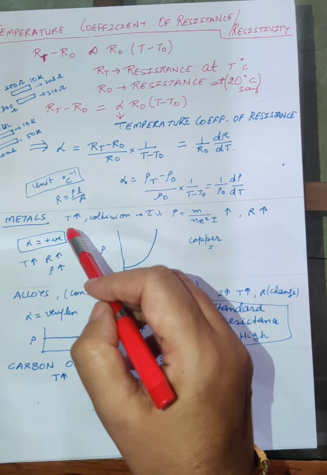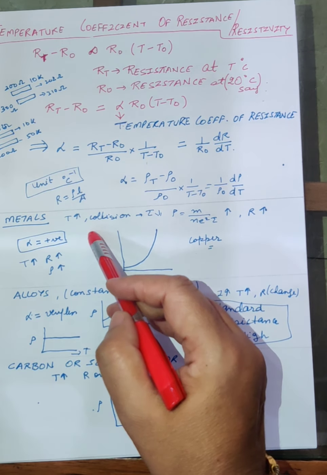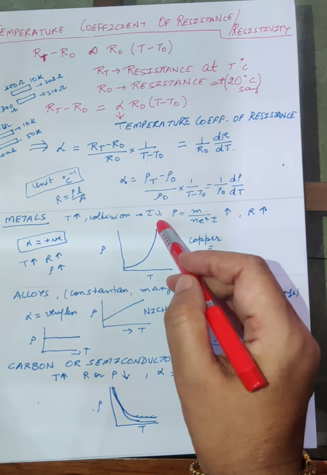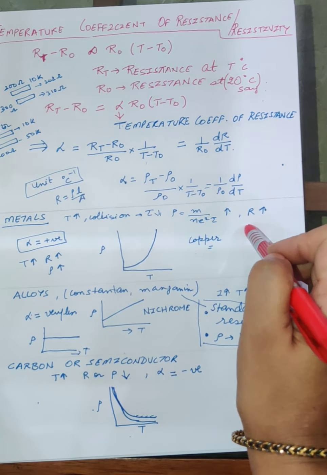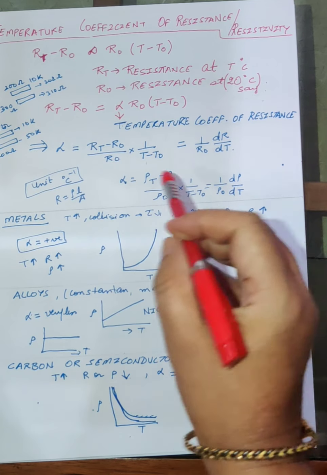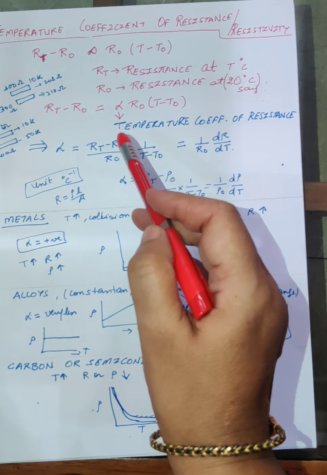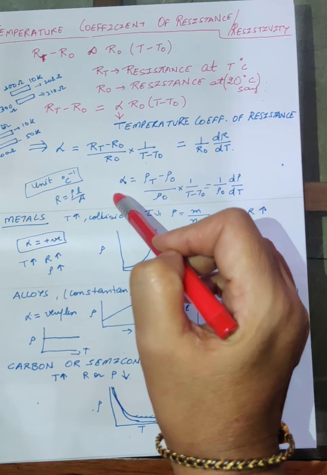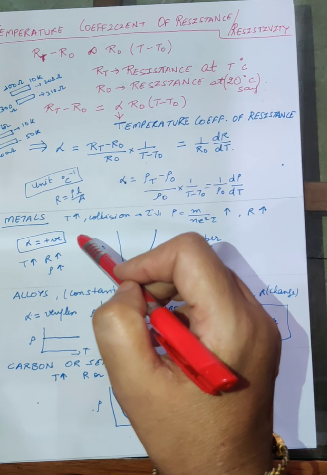for the metals. I'm just repeating it once again. As the temperature increases, collisions increase, the relaxation time decreases. So my resistivity and hence my resistance will increase. Increasing means rho T minus rho naught increases, R T minus R naught increases. That means my alpha will increase. So we say that alpha is positive for the metals.